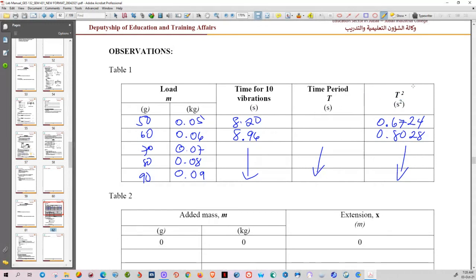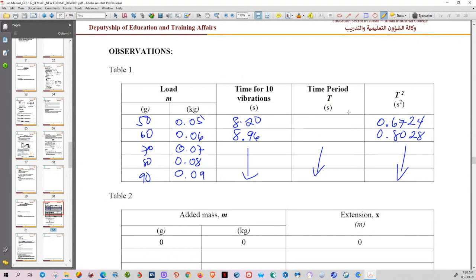So you square it. This one is 0.820. You take this number and you square it, and it becomes that number. Okay? Is it clear now? Yes. Okay.